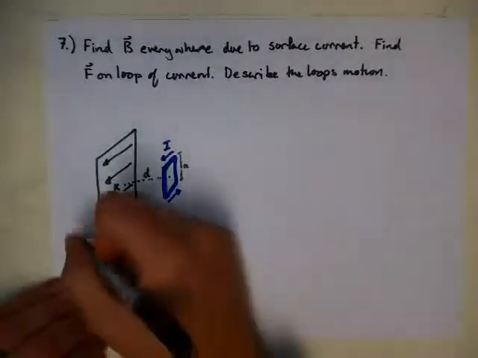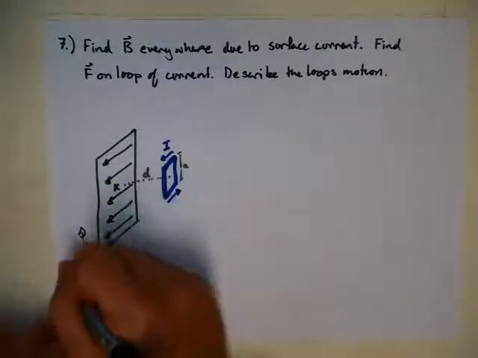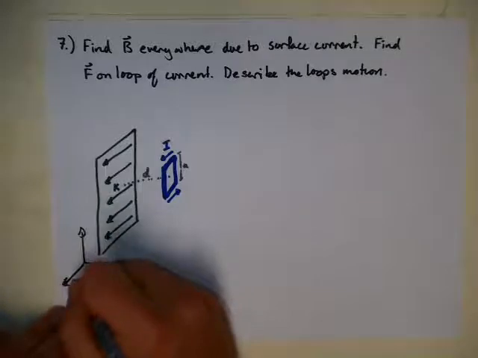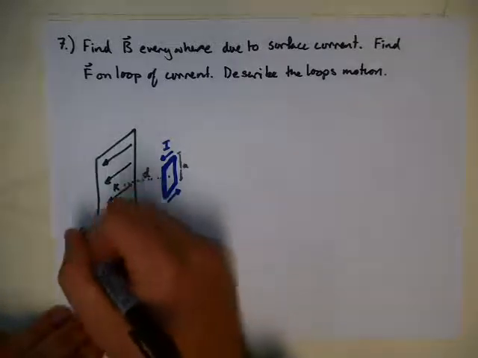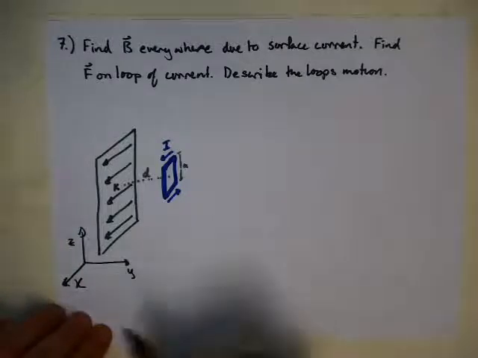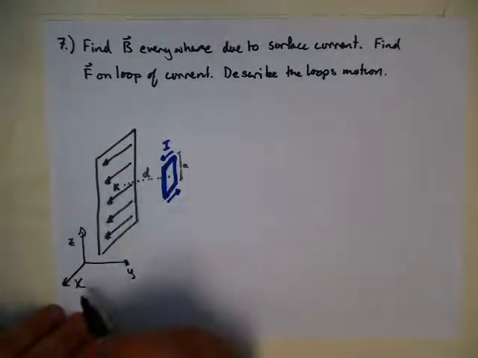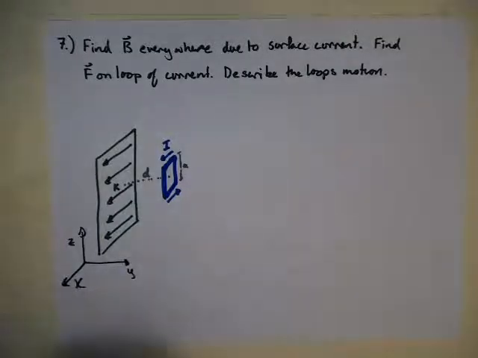To find the magnetic field, first thing I'm going to do is set up a coordinate system so that this will be a little bit easier for me. And so I'm going to set up my standard Cartesian coordinate system in right-handed XYZ coordinates. In this case, the current is flowing in the positive x direction.